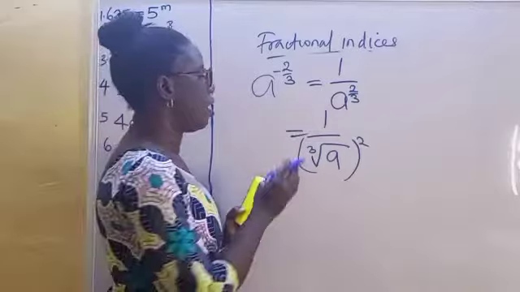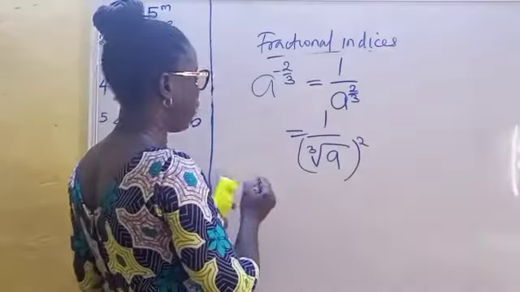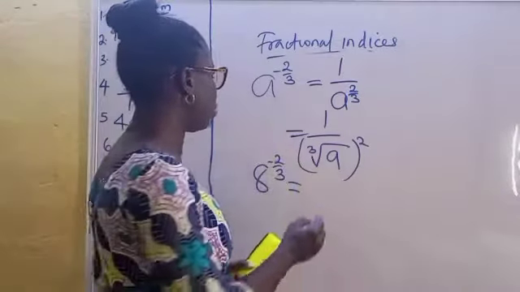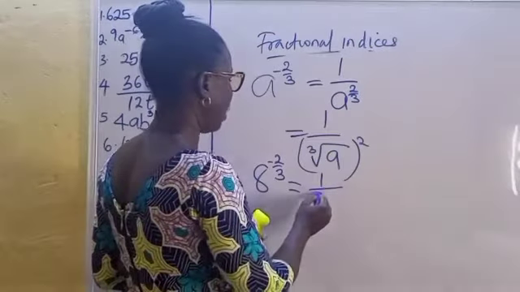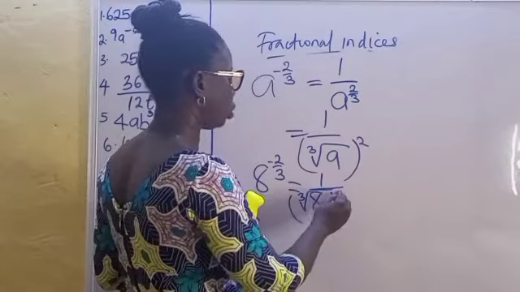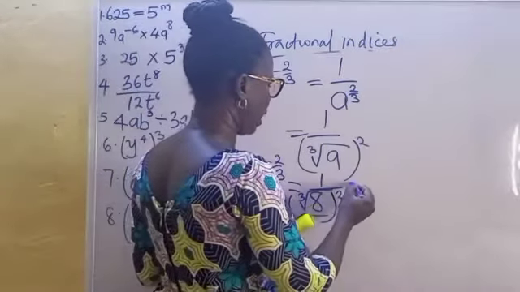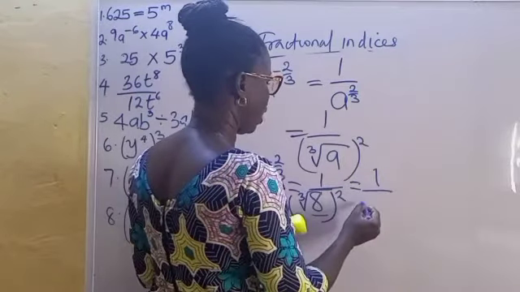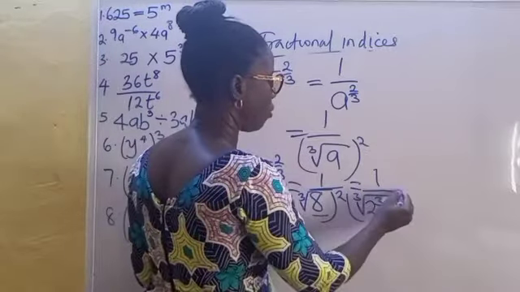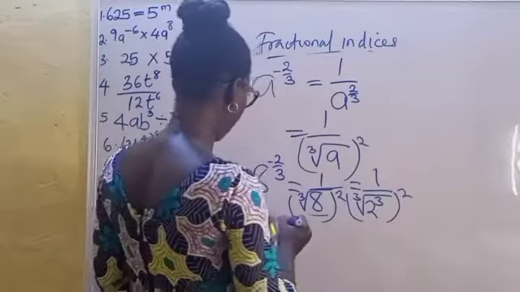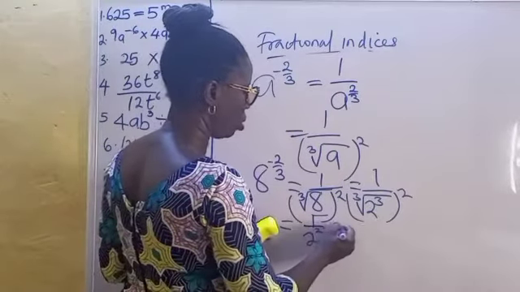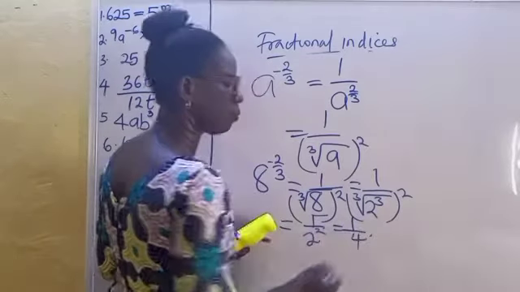So if we are to find 8 raised to the power of minus 2 over 3, we know very well that we are going to write it as 1 over the cube root of 8, all raised to the power of 2. So we also know that this is equal to 1 over 2, all raised to the power of 2, which is the same thing as 1 over 2 raised to the power of 2. So it's actually 1 over 4.